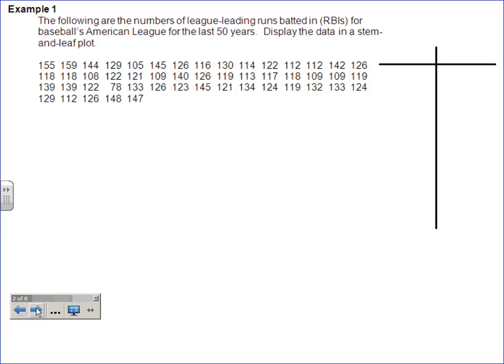So let's go. Here are some numbers for league leading runs batted in, which is RBIs, for those of you that are not good with the lingo of baseball. For the American League for the last 50 years, display the data. Would you think those numbers to be relatively close to each other? Do any really stick out at you? Yeah, 78. Any ideas where that would have come from? There you go. When they had the strike, they didn't have as many games, and so that was the league leader, 78. Does that throw off the data a little bit? Yeah, but there is a reason that one's in there.